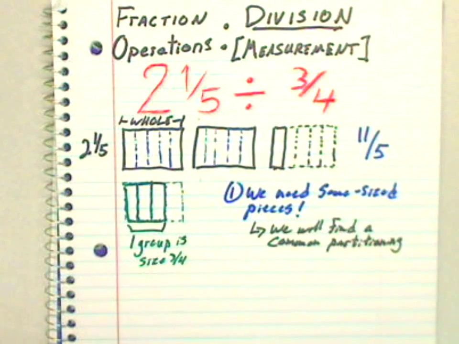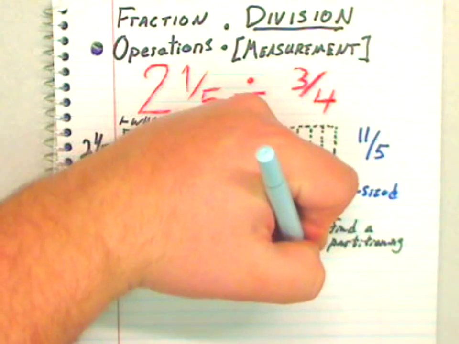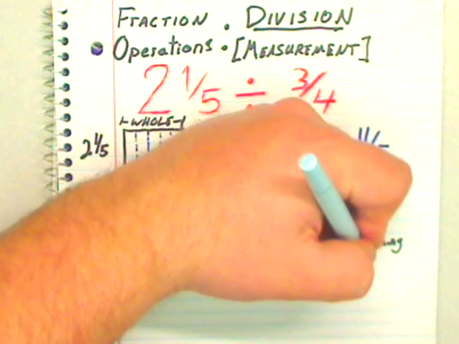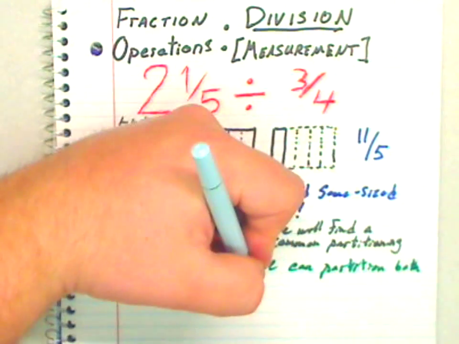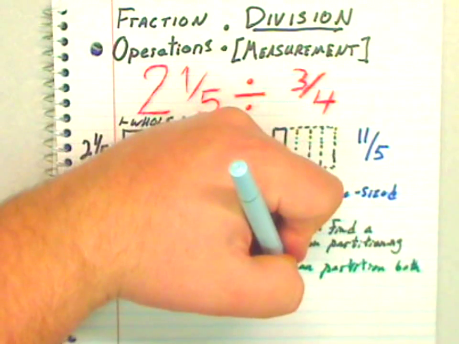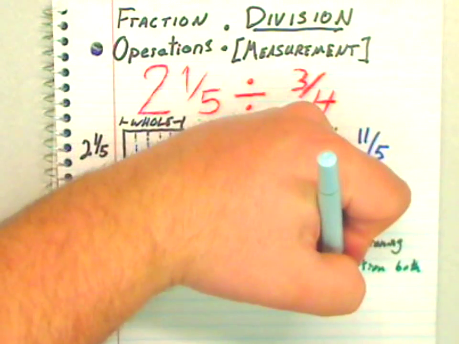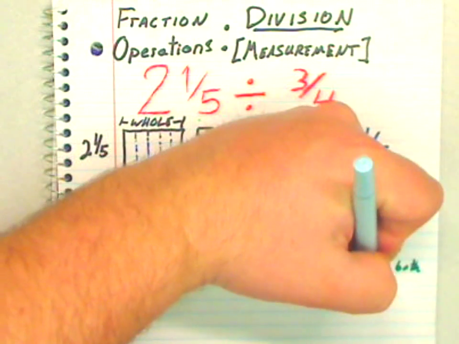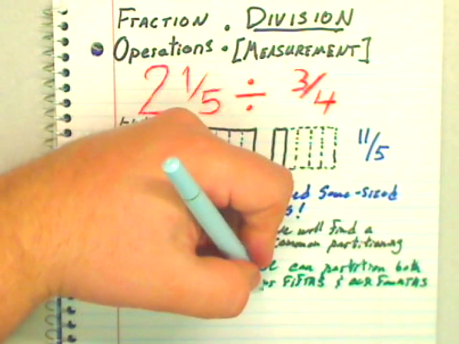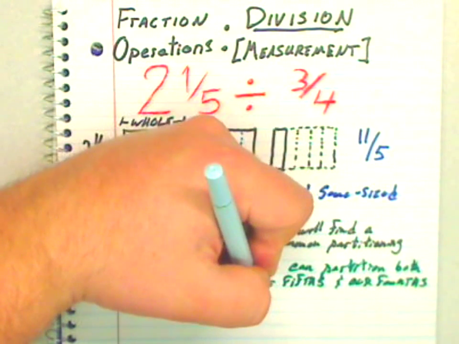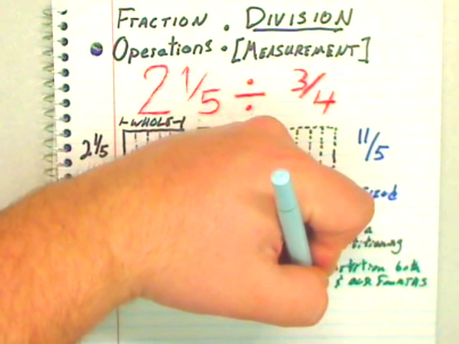So let's go ahead and list that. I'll put that in green here. We can partition both our fifths, I'll write them as fifths, okay, and the word, and our fourths into 20ths.